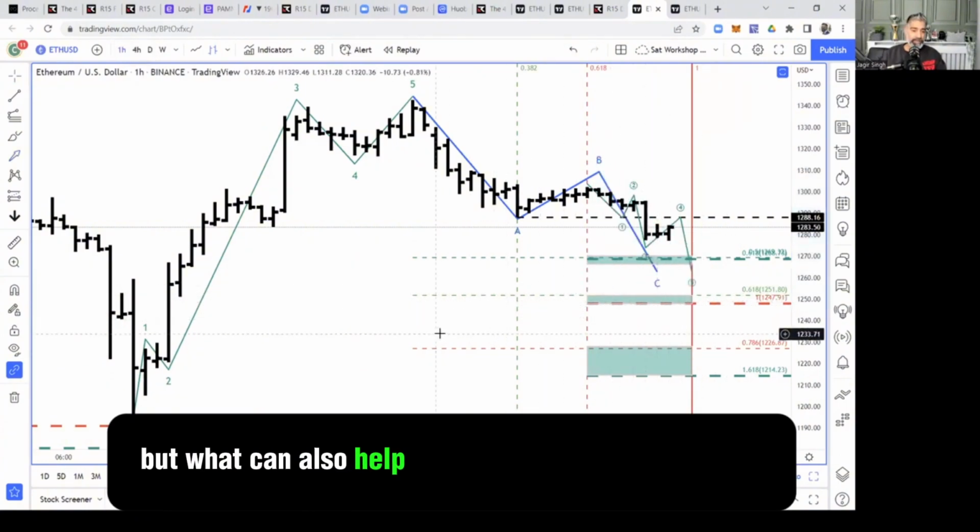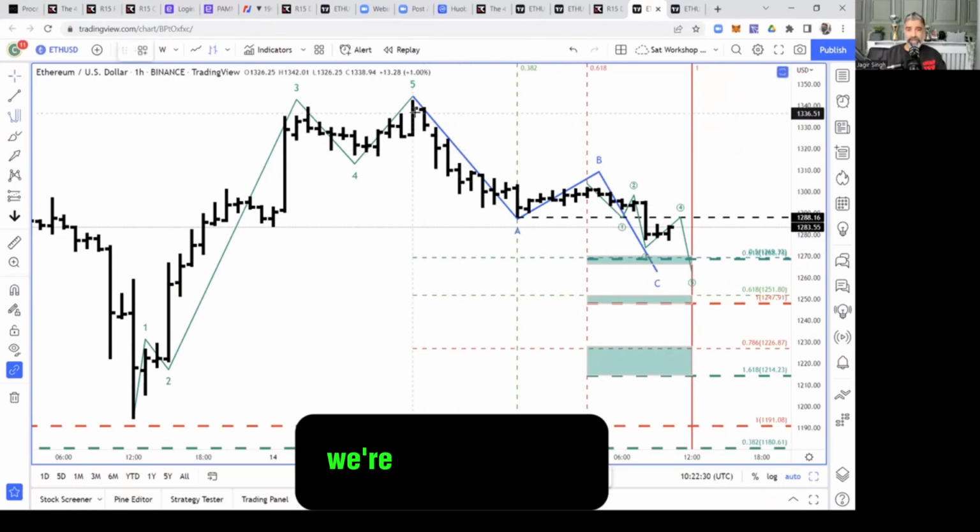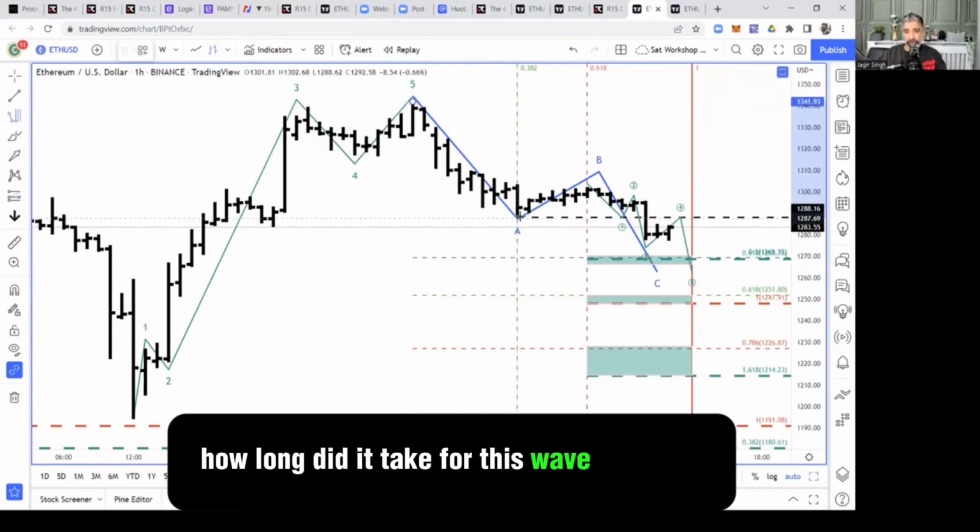But what can also help us is a couple of other factors. We're going to measure how long did it take for this wave A to form.